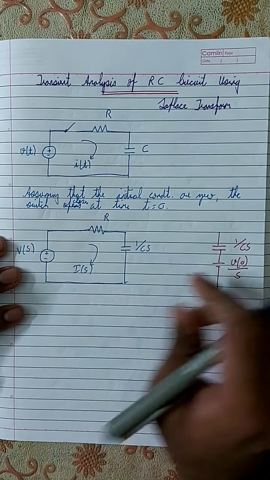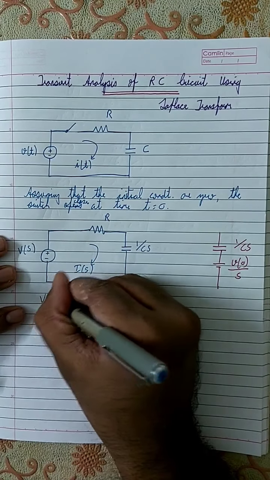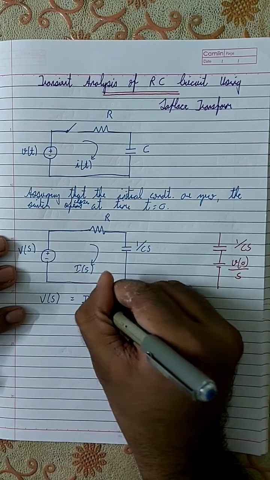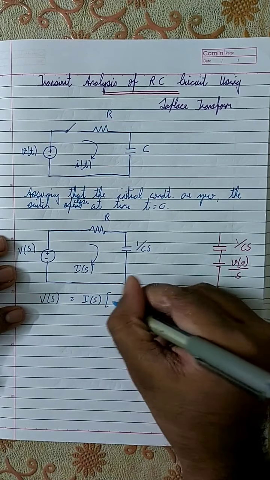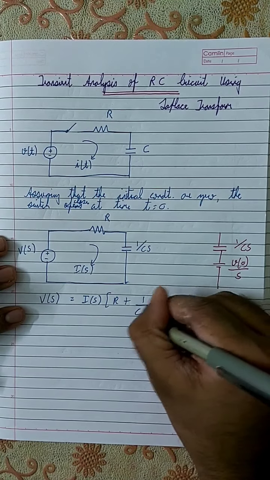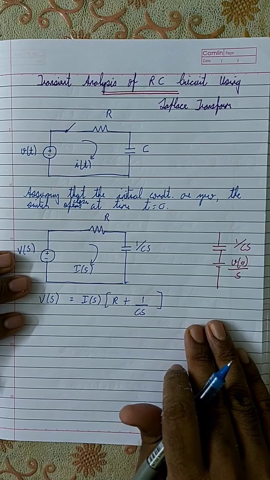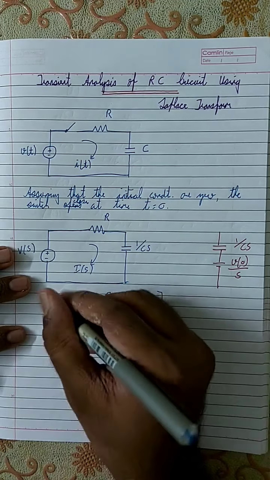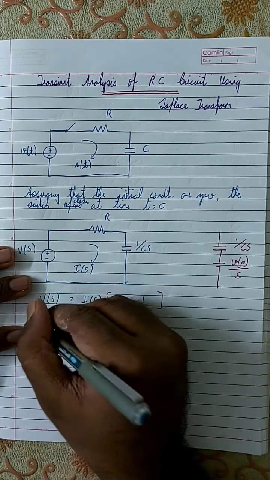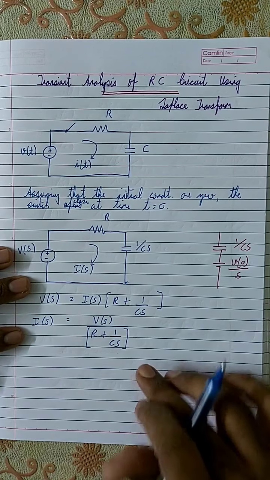Applying Kirchhoff's voltage law to this circuit, you get the equation V of s is equal to I of s into R plus 1 by Cs. The same thing, there's no difference over here. And likewise, I can now say that the current I of s is given by V of s by R plus 1 by Cs.